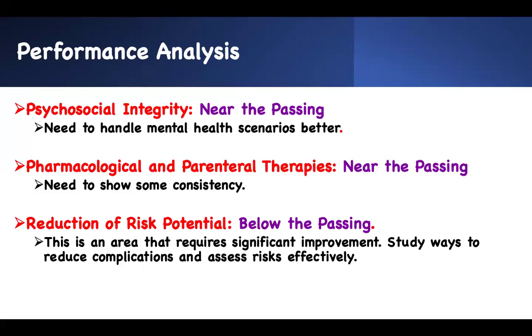Risk reduction, big. Reduction of risk potential. Look at it. This is what nursing is about. Reduction of risk potential. Below passing will kill you. This is an area that requires significant improvement for the individual. I will explain it to you. Study this. They need to study ways to reduce complications and assess risks effectively. That is key.